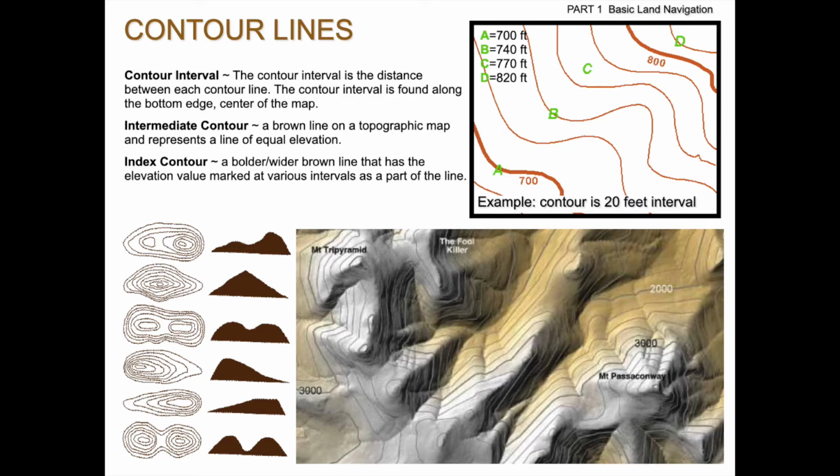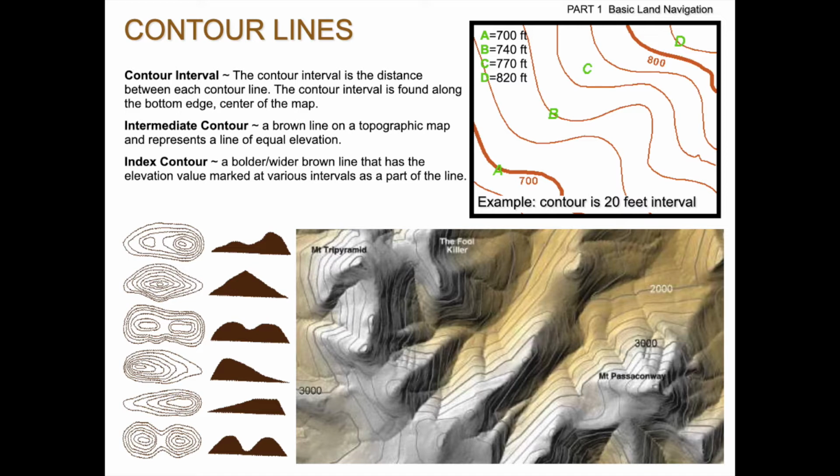An index contour is a bolder, wider brown line that has the elevation value marked at various intervals as a part of the line. So what we're looking at is this, like the top right here, you've got the line down there at the bottom marked A. That's going to be an index line. It's going to tell you it's 700 feet, 700 meters, whatever it is. The intermediate contours are going to be the lighter brown lines in between the 7 and the 8, and then the space in between is going to be that contour interval. On this one it says 20 feet interval in between.